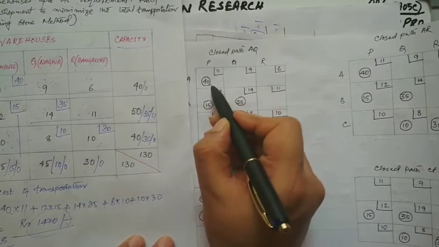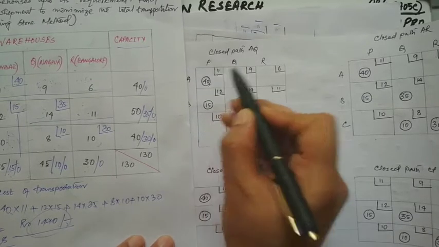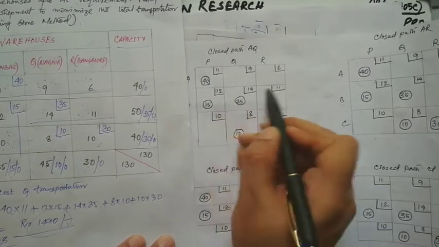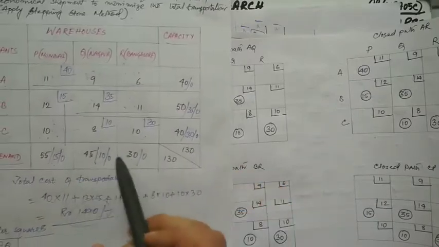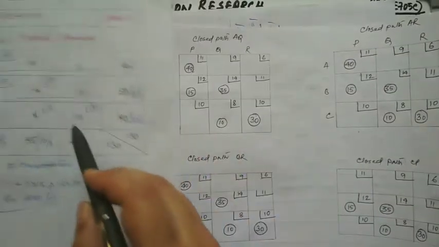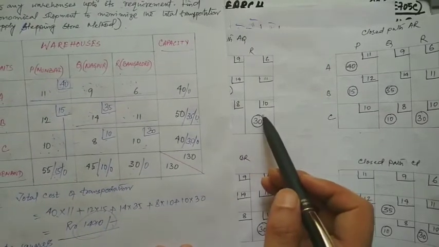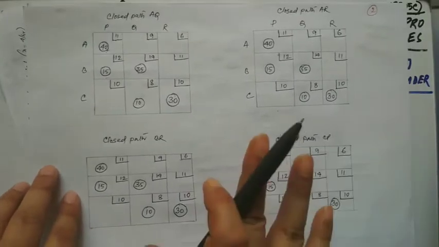These are the allocations, which I have marked in a circle, and these are the unit costs. These are the allocations you can see over here: 40, 15, 35. The same matrix I have drawn again over here. We have to make four closed paths, because we have four water squares.